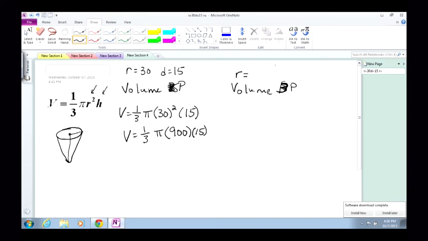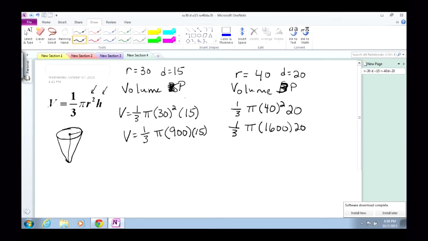There we go. So the bigger pond, the radius was 40, and it had a depth, or in this case, it's the height of 20. So same deal, we just set this up again, same way we did the other one. 1/3 times pi times our radius, 40 squared, times 20. And I'll simplify this a little bit as well. 1/3 pi times 1600 times 20.